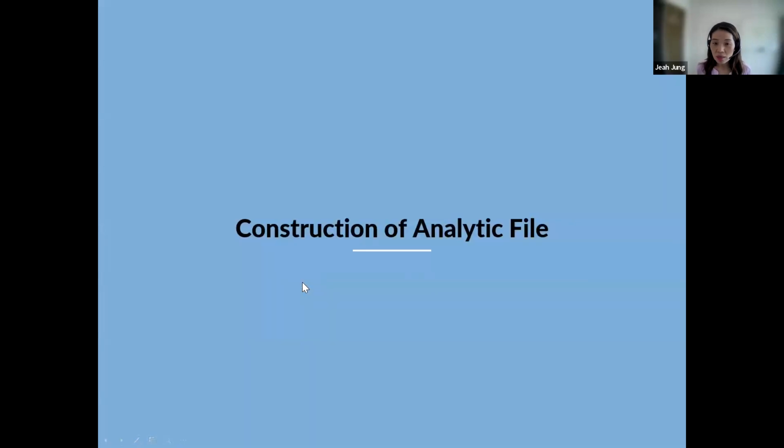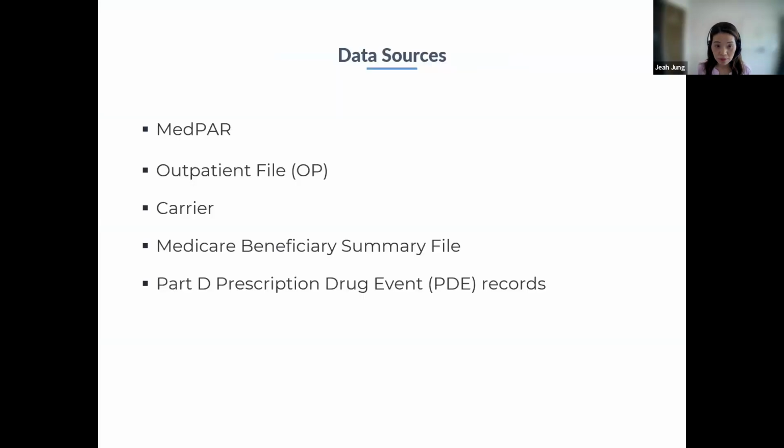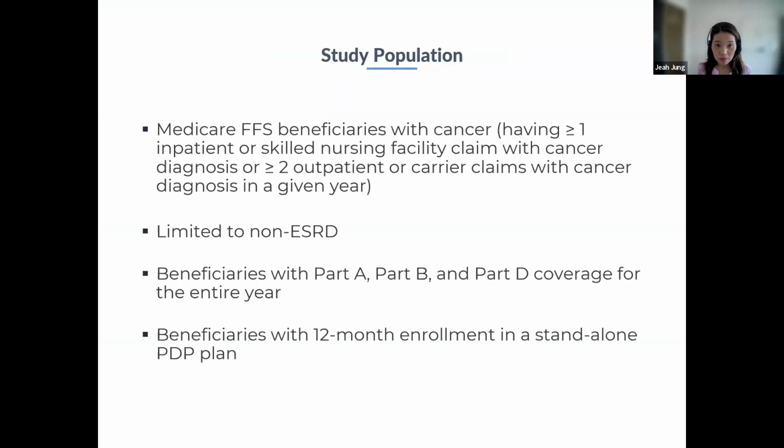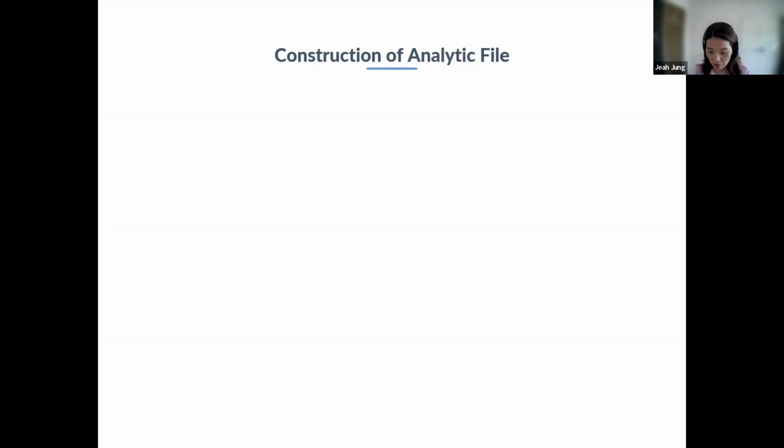Good, right. So now we're going to construct the analytic file. What is the first step? How would you go about it? So you got all these data sets, A and B and D data for fee-for-service beneficiaries, and the MBSF file. And I defined the study sample like this. Yes, let's identify patients. Yes, filter for eligible patients, right? That's great. Yes, that's always the first step.